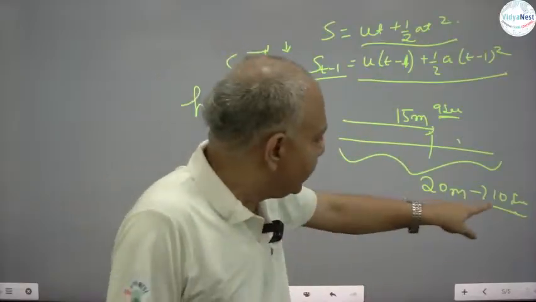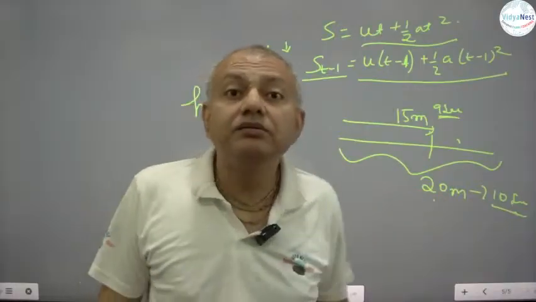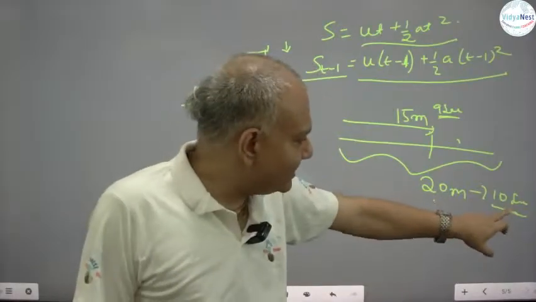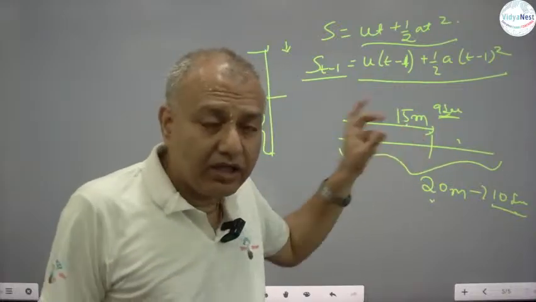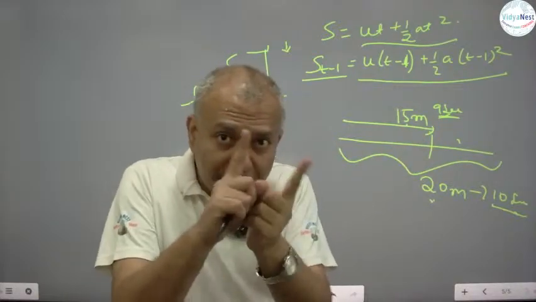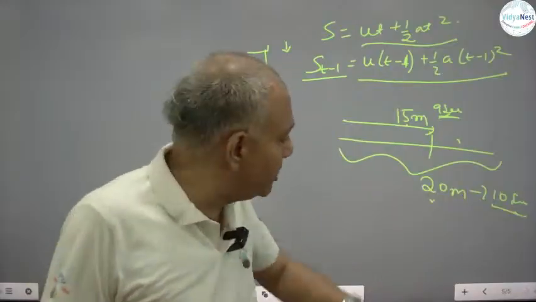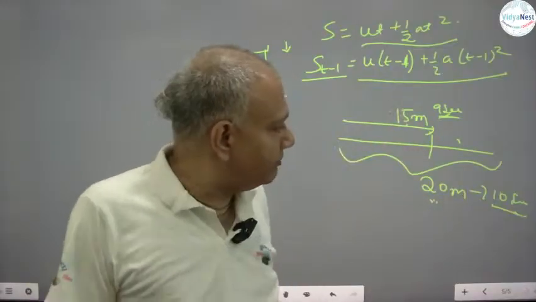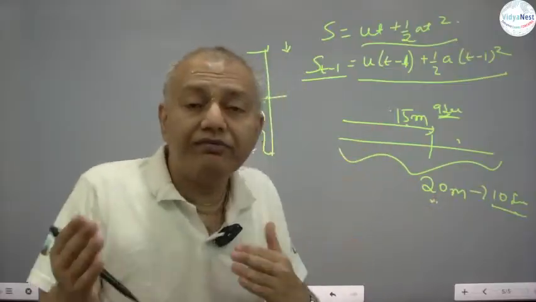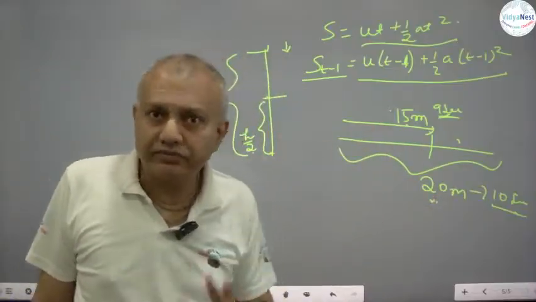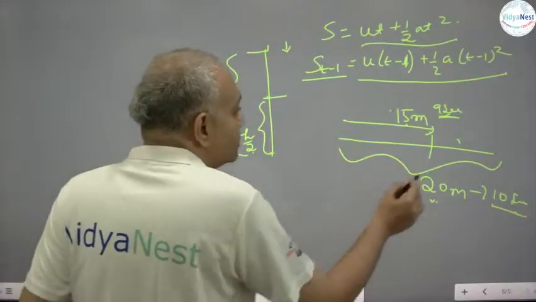20 meters minus 15 meters. In the 10 seconds, it has traveled 20 meters. In the 9 seconds, it has traveled 15 meters. So for the duration within 9 to 10 seconds, that 1 second, what length has it traveled? 20 minus 15. So 5 meters it has traveled. Is it clear? I think it is clear. So therefore, we can use this concept here.